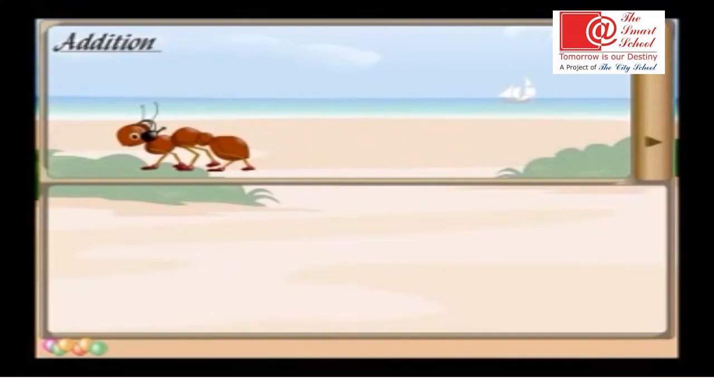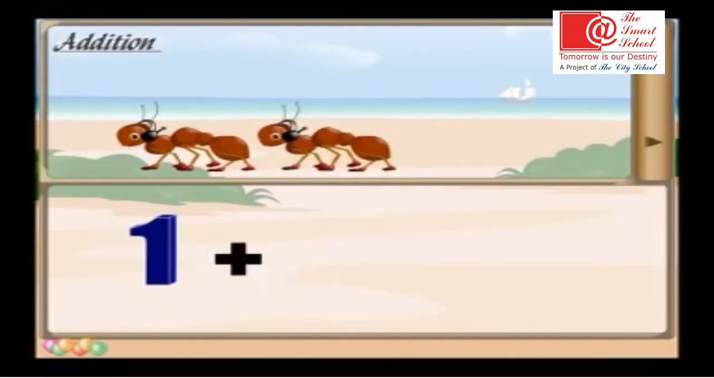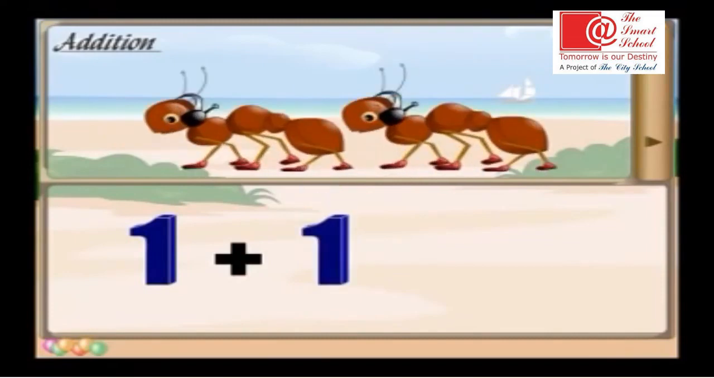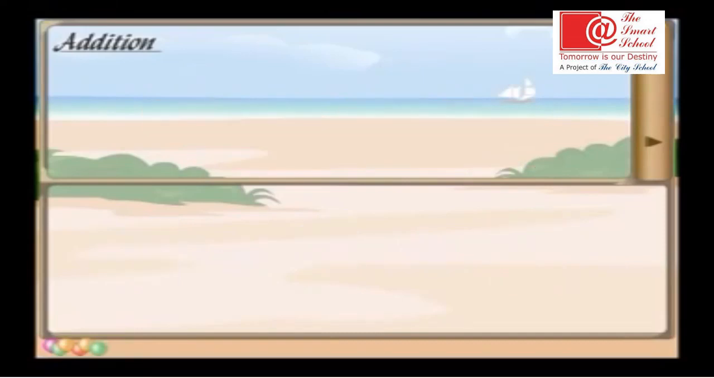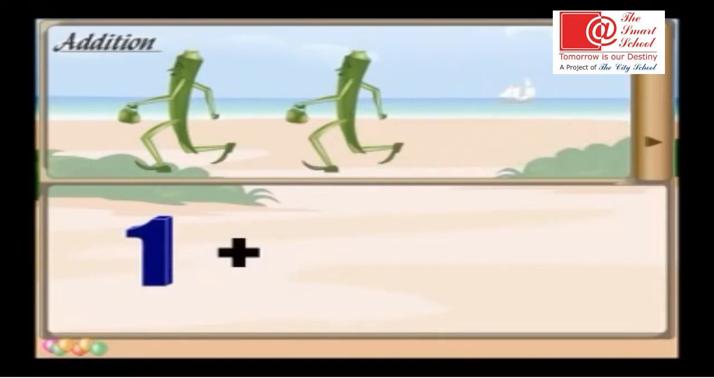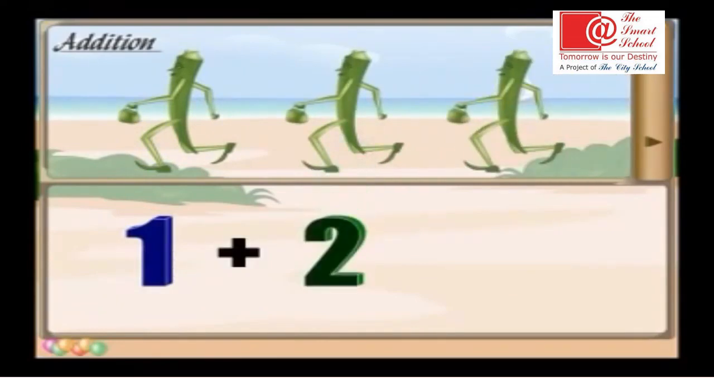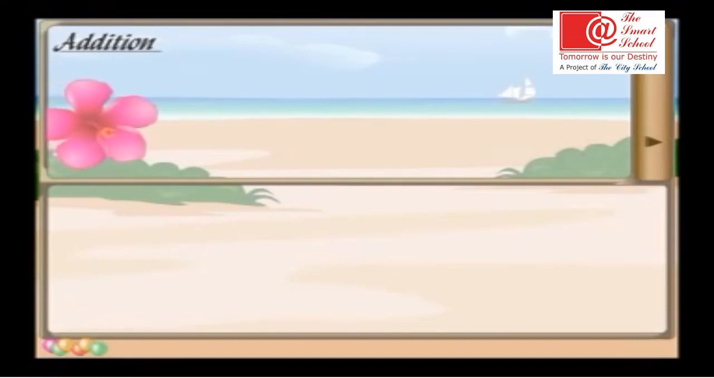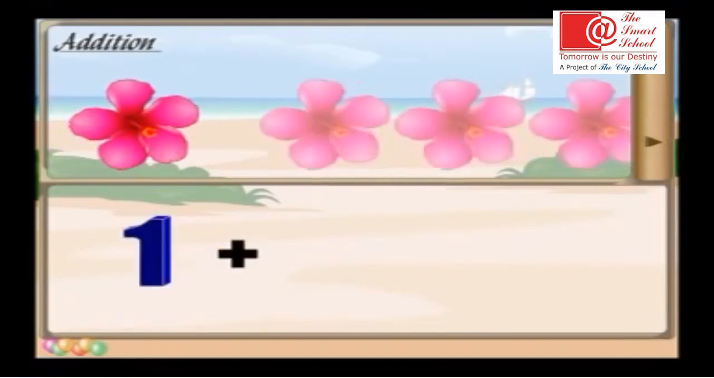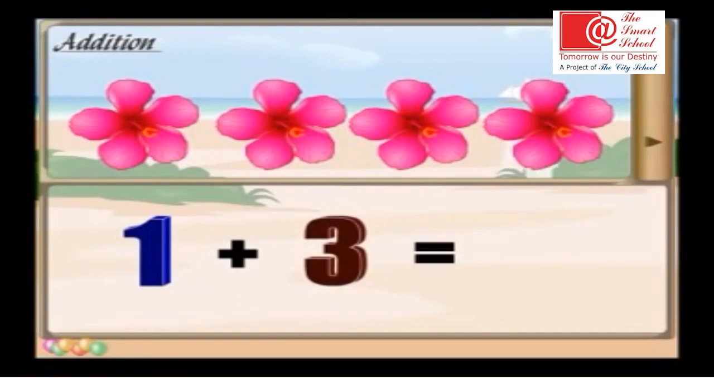Here comes one ant. Behind him, one more ant. Children, 1 plus 1 is equal to 2. Here comes a lady's finger. She looks very cheerful. Here come 2 more. Are they going shopping? So you understand, 1 plus 2 is equal to 3. 1 flower. Oh, 3 more flowers. Children, 1 plus 3 is equal to 4.